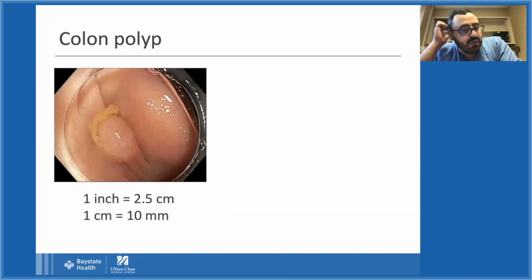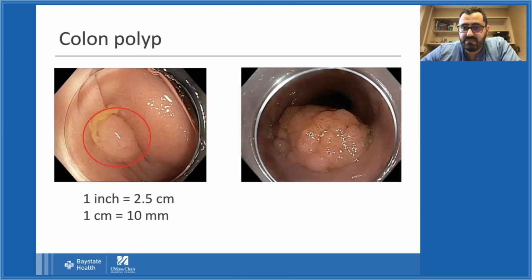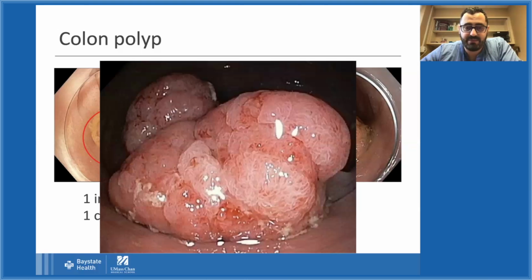So what's a colon polyp? A colon polyp is a growth that comes from the first layer of the colon wall, which is the mucosa. It can be very small, just like this nice small polyp, which is roughly 5 millimeters in size. For those who don't know the metric system, 1 inch equals 2.5 centimeters, and 1 centimeter equals 10 millimeters. The polyp can be really small, just like that one, or it can be larger, just like this one, or it can be massive. Usually, the bigger the polyp, the higher the risk to turn into a cancer.